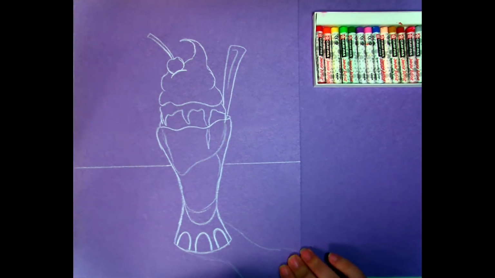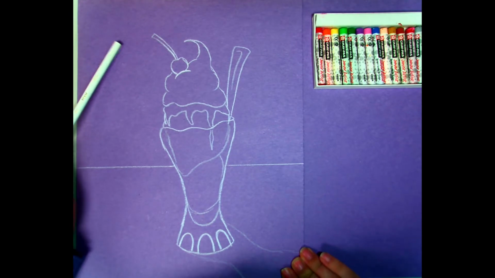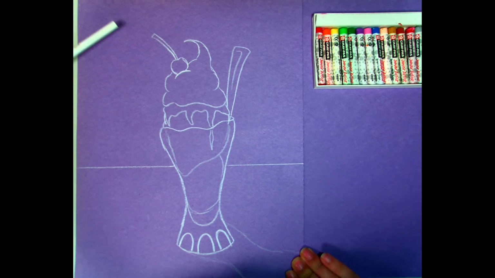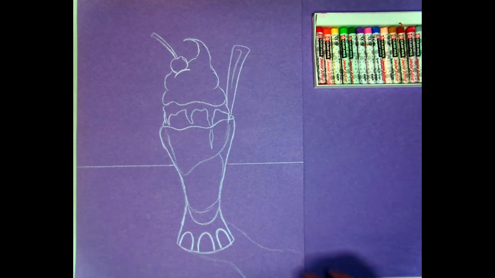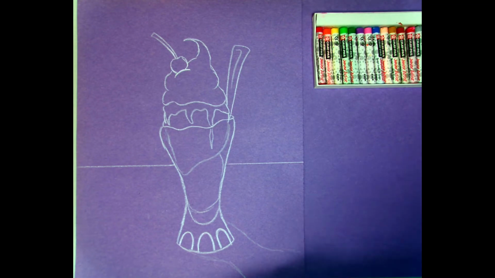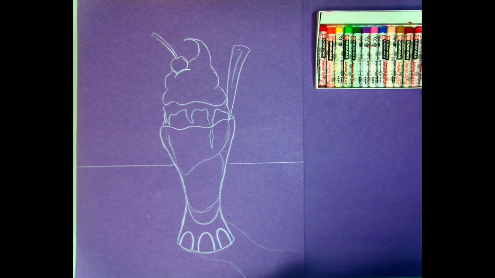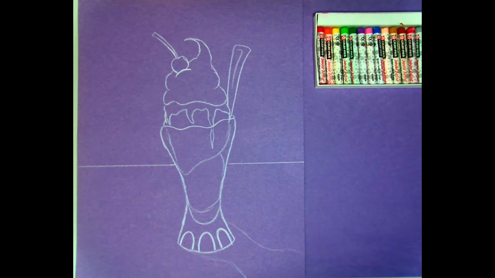Okay, and when I say light source, I don't mean draw like a sun up in the corner. I just mean pretend that there's light shining down on your dessert and it's going to cast a shadow on the paper. Okay, so after you've done that, you can now start to experiment with your oil pastels. Okay, you may also use color pencils.